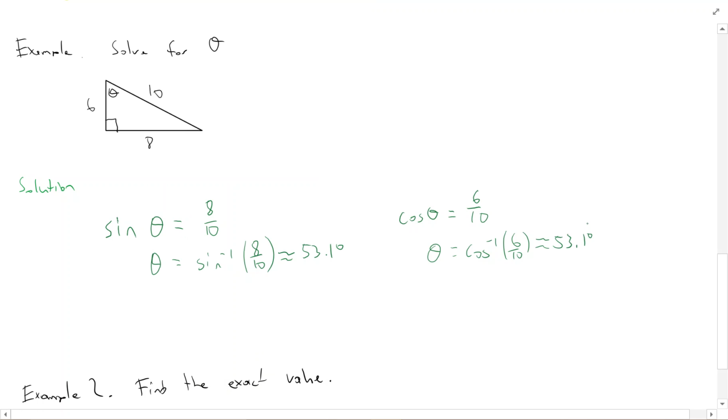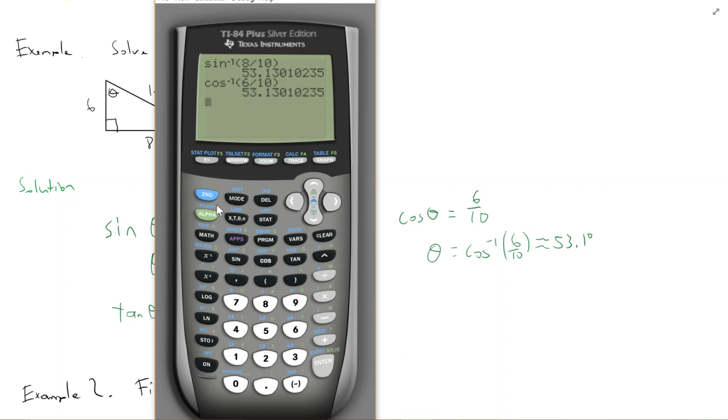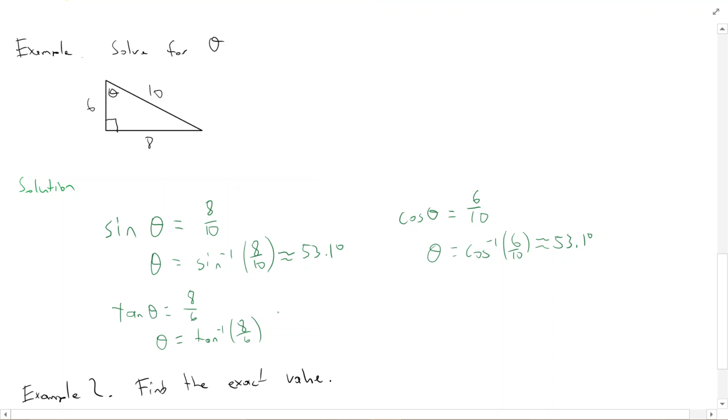Is there anything else you could think of that we could have done? Well, we could say tan of theta is equal to opposite over adjacent, so 8 over 6. So I could do theta is equal to inverse tangent of 8 over 6. And again, this should give me the same answer. So let's go ahead and do it. Inverse tangent 8 over 6. And notice I get the same answer. So really it doesn't matter which ratio you pick, whichever's easiest. So that's one example. Let's move on to the next example.